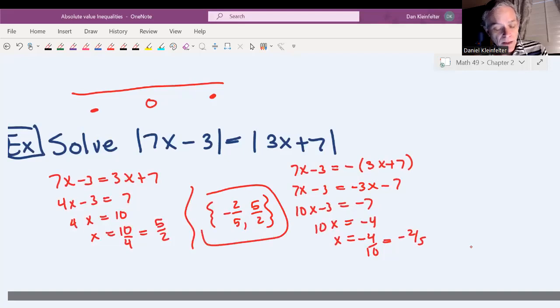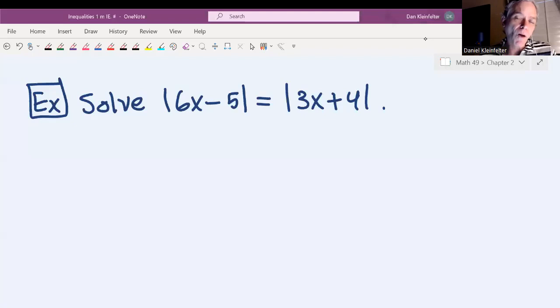So the plan, basically, when you have absolute value of one thing equaling absolute value of another, is to set them equal to each other, or one would be the opposite of the other. All right, here is one for you to try. Take a minute, try this one, pause the video, do it yourself, and then restart the video and see how you did.